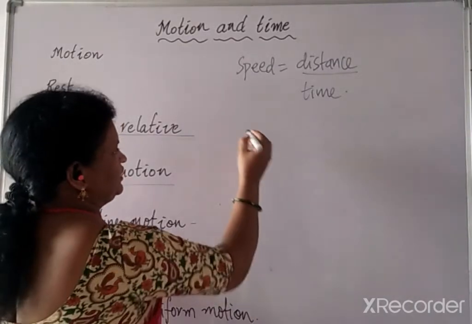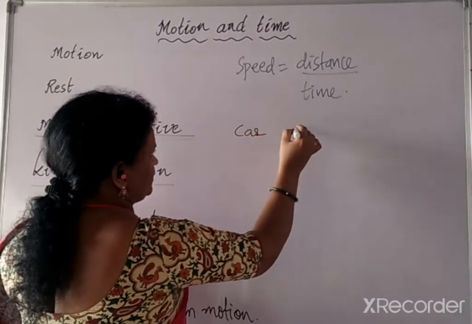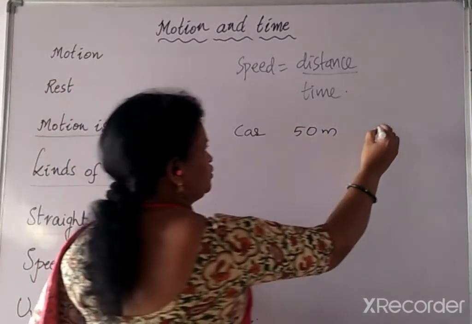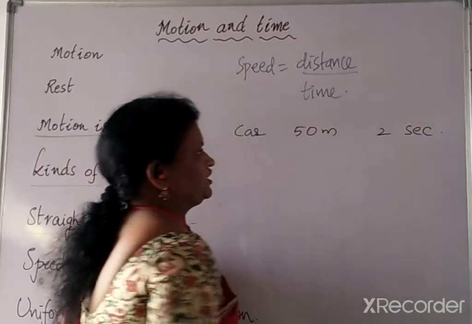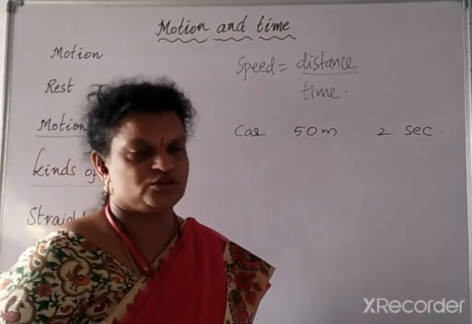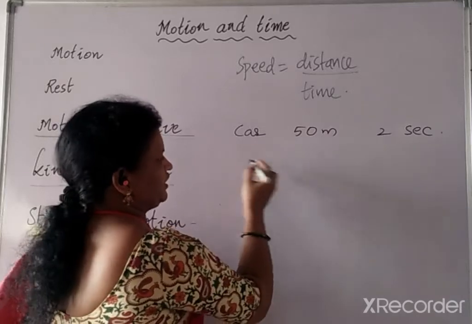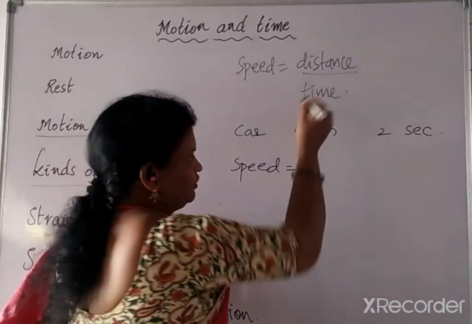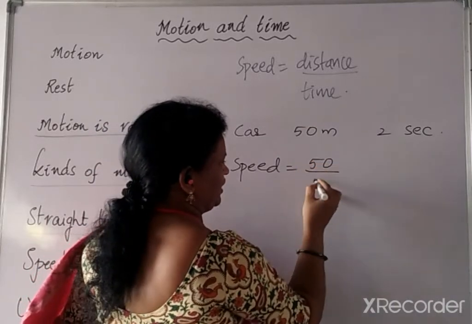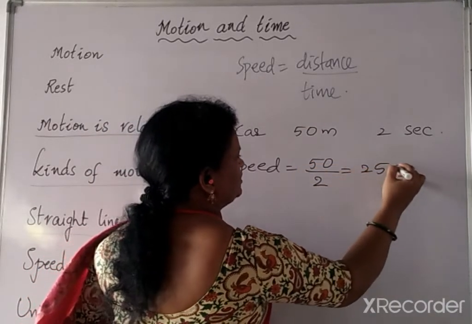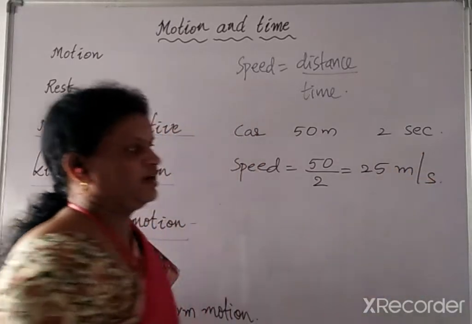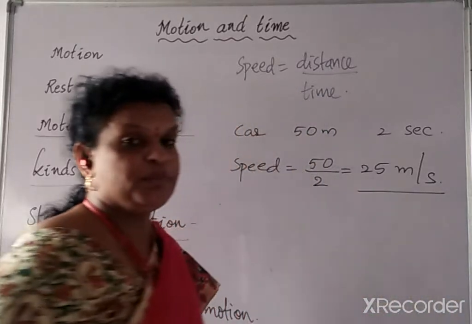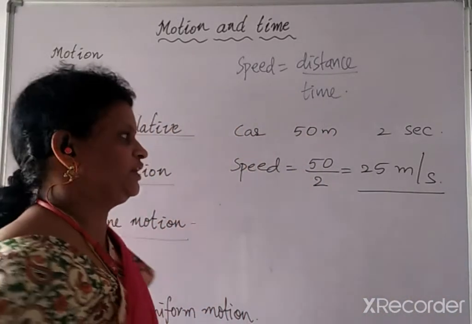Now, how to find the speed? For example, one car is given here. It is traveling 50 meters in 2 seconds. So how do we find the speed of this car? Speed is equal to the distance, 50 meters, by 2 seconds. The answer here is 25, and we write 25 meters per second.